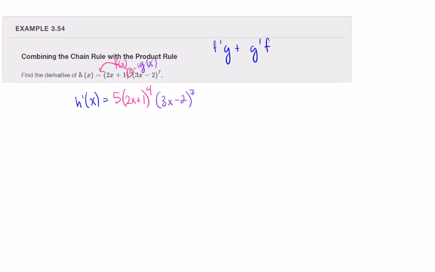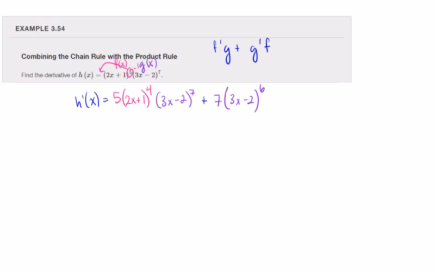All right, then we're going to add here, and then we want to take now the derivative of the g function, right? So that's going to be 7 times the quantity of 3x minus 2, so I just put that function right back inside, to the 6th power, right?